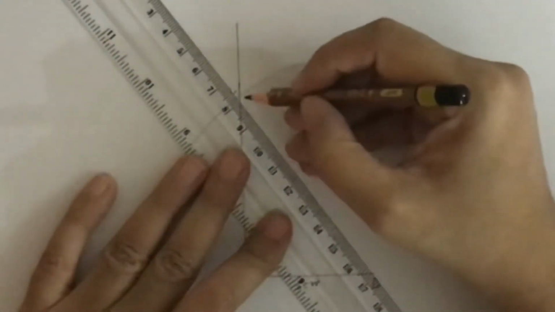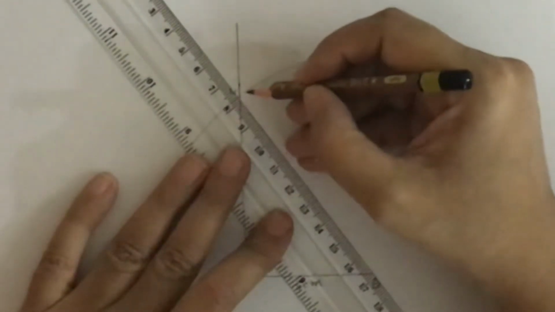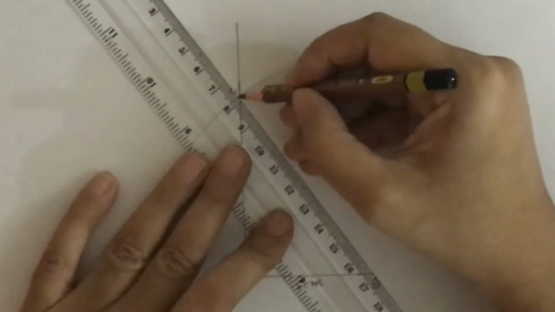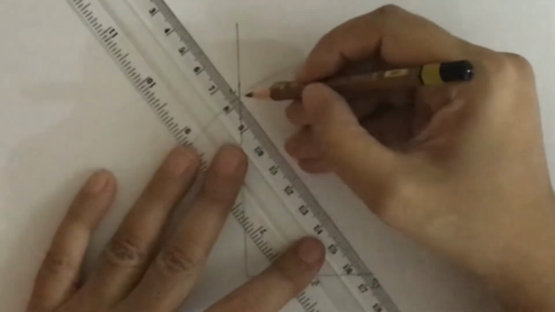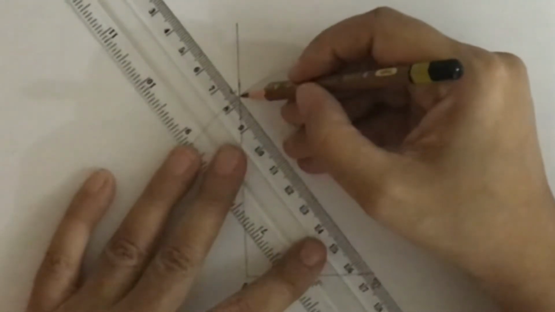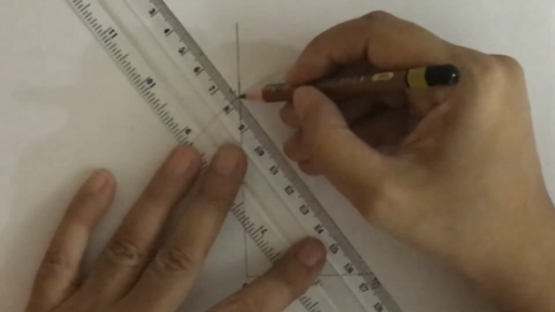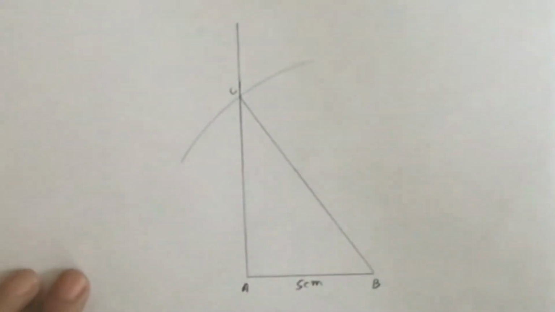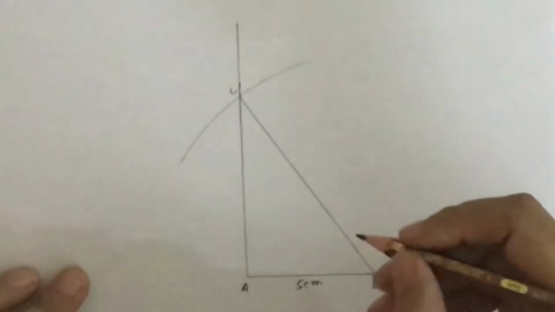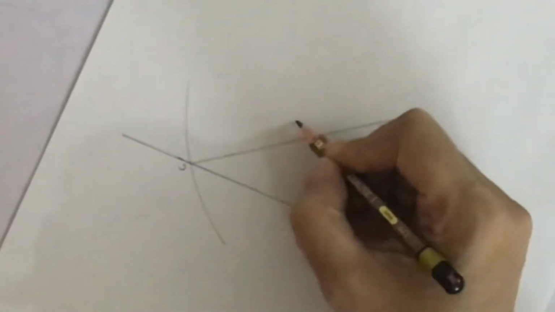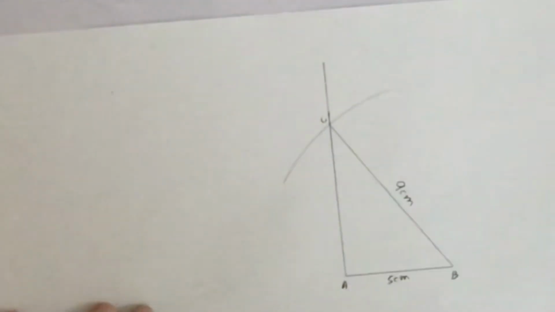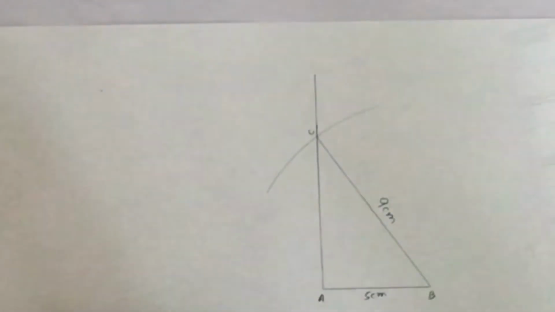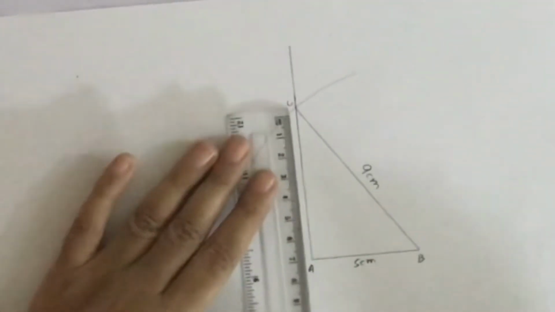Here at the point of intersection, I shall put my pencil with scale, and on the other side I shall go on vertex B. You can see this is BC. It is 9 centimeter. I have to measure and write down the length of AC. Now I have to measure AC.